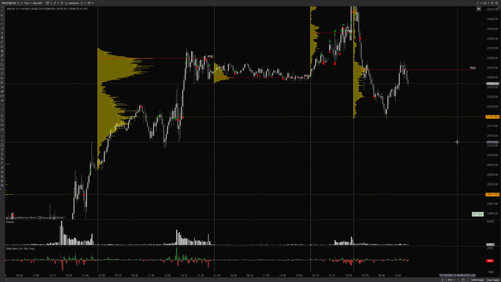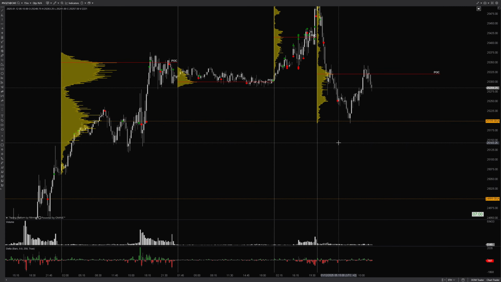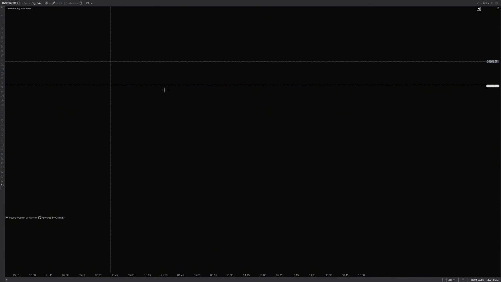Let's zoom in on it. Let's see if there was a valid reaction, a confirmation entry for us. I wouldn't have traded because it's still an Asia session and I start my day around 8 a.m. Amsterdam time. But let's zoom in and see if there was a confirmation. So my entries are on the M5.